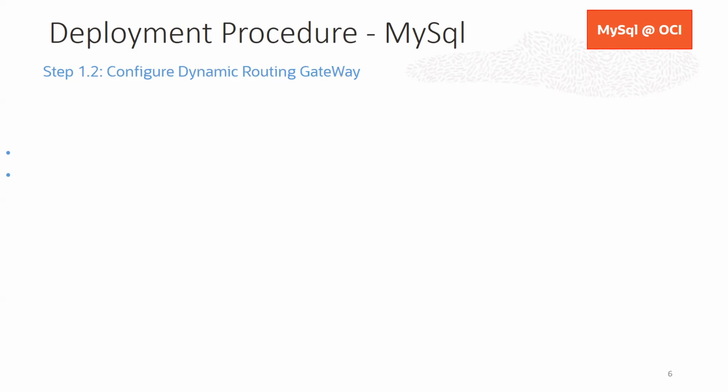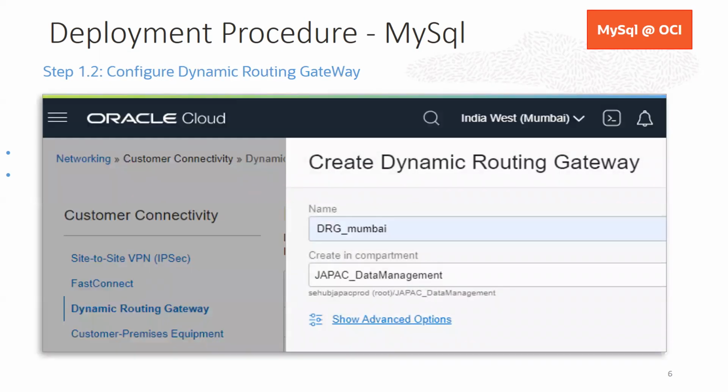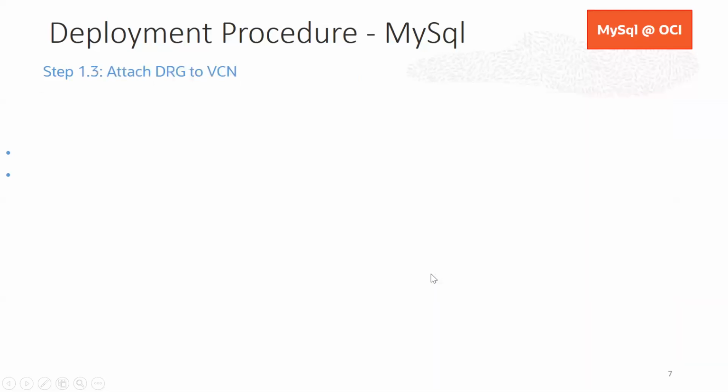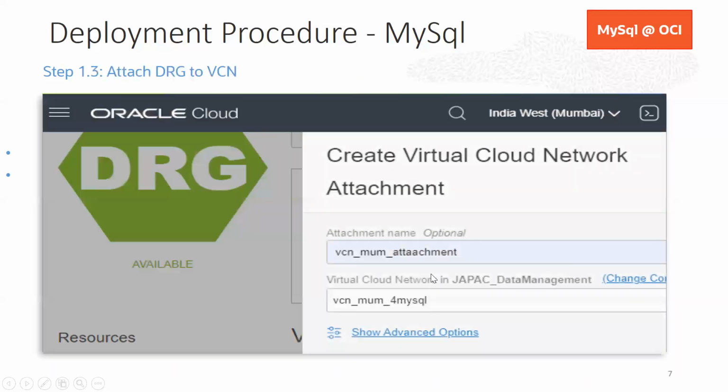Then we should configure the dynamic routing gateway. The dynamic routing gateway is a virtual router that provides a path for private network traffic between our VCN and our existing network. So I would create a dynamic routing gateway named DRG Mumbai in the JPEG data batch compartment. Then once the DRG is done, we need to attach the dynamic routing gateway to our VCN. So that is my attachment name, and this is the VCN name.